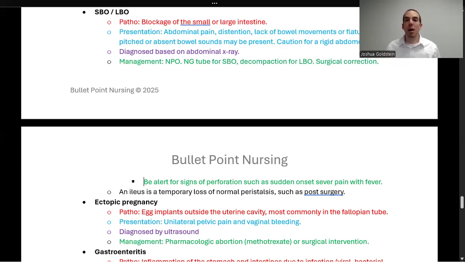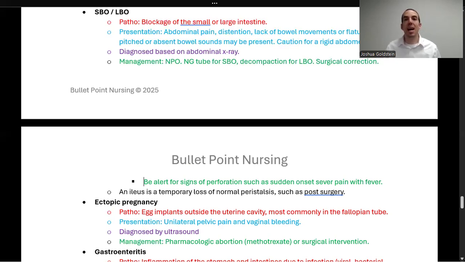This is diagnosed with an abdominal x-ray, or we would certainly catch it with a CT as well. This patient must be NPO. We may put in an NG tube in order to get any excess food or something that's backed up by the obstruction out of the GI system. If it's an LBO, we may disimpact them to be able to clear that out, and this may get referred to surgery. Be careful with SBO or LBO because the patient can have a perforation.